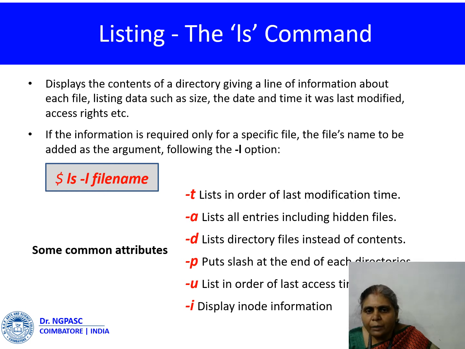When you have an attribute minus T, it lists in the order of last modification time. Minus A will be showing even the hidden files also. Minus D is actually listing the directory files instead of the contents. If you put minus P, it puts a slash at the end of each directory. Minus U, it will list in order of last access time. Minus I will display the inode information additionally.